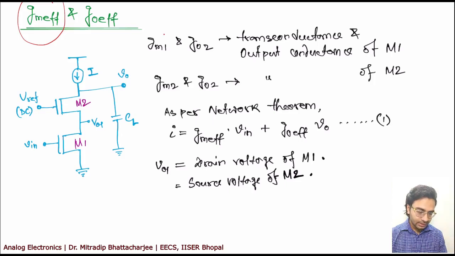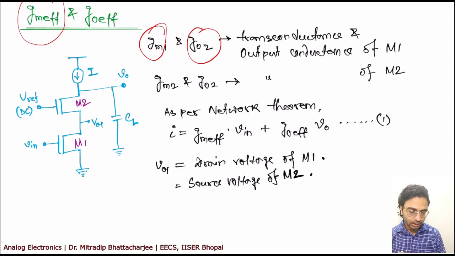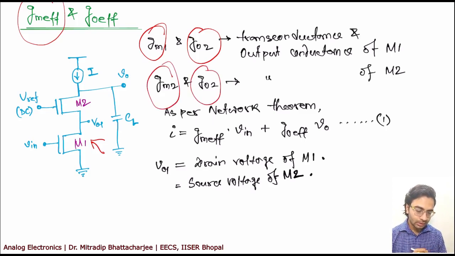Now, let us consider gm1 and go1 are the transconductance and output conductance associated with M1, this MOSFET. And gm2 and go2 are the transconductance and output conductance associated with M2.